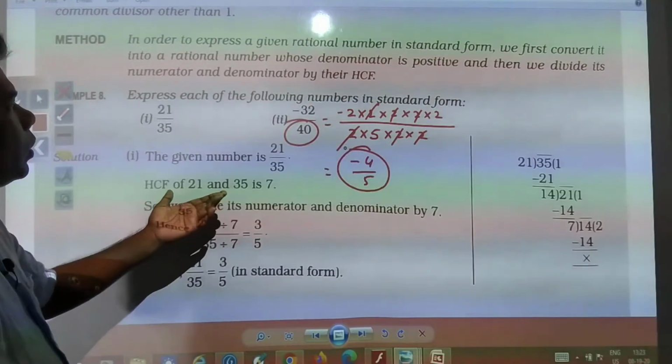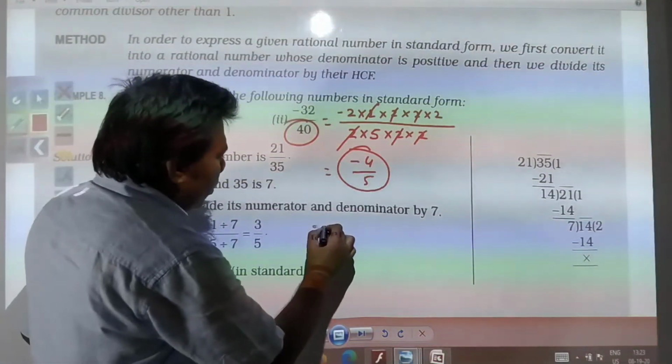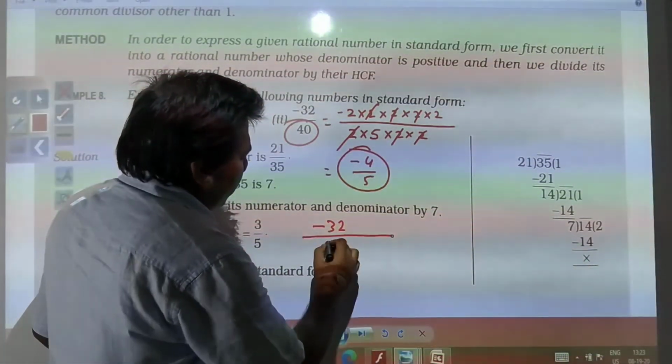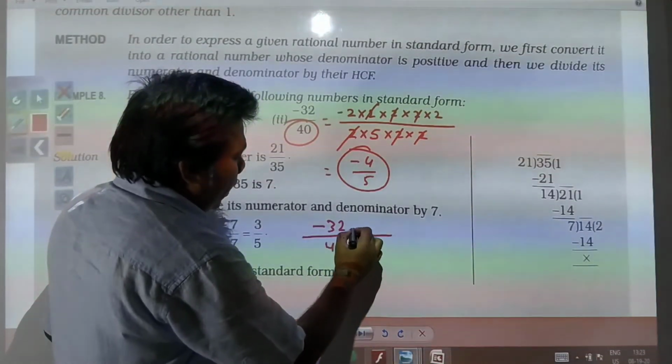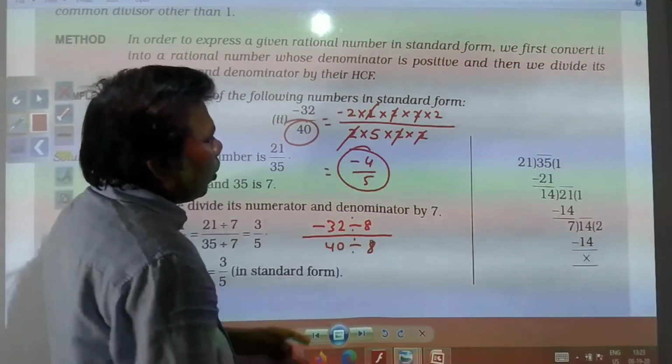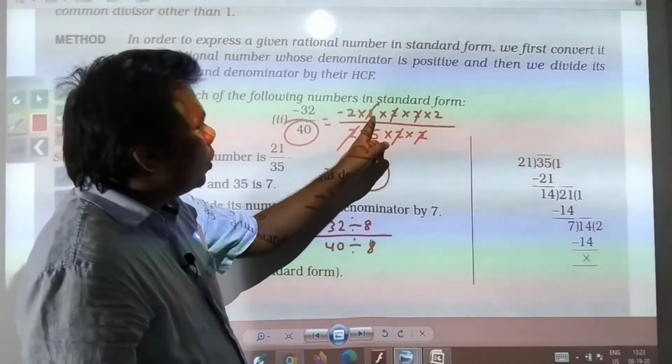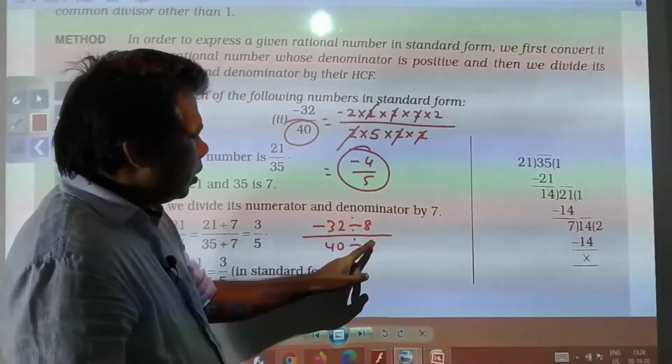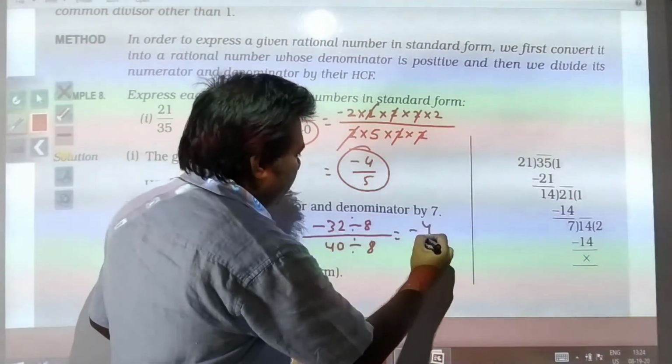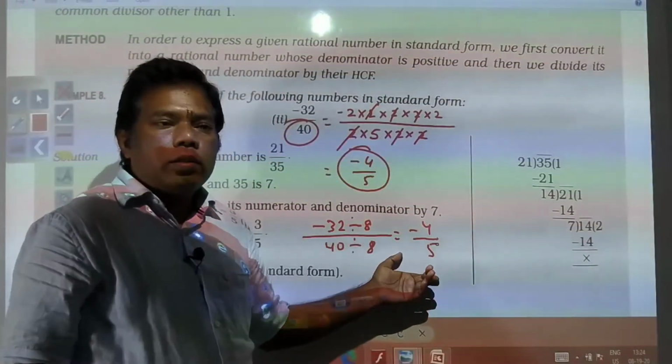So simply what you could have done: -32 by 40 you had, you can divide by 8. The common divisor is 2 to the 4, 4 twos are 8. So you will get -4 by 5. So this is your answer.